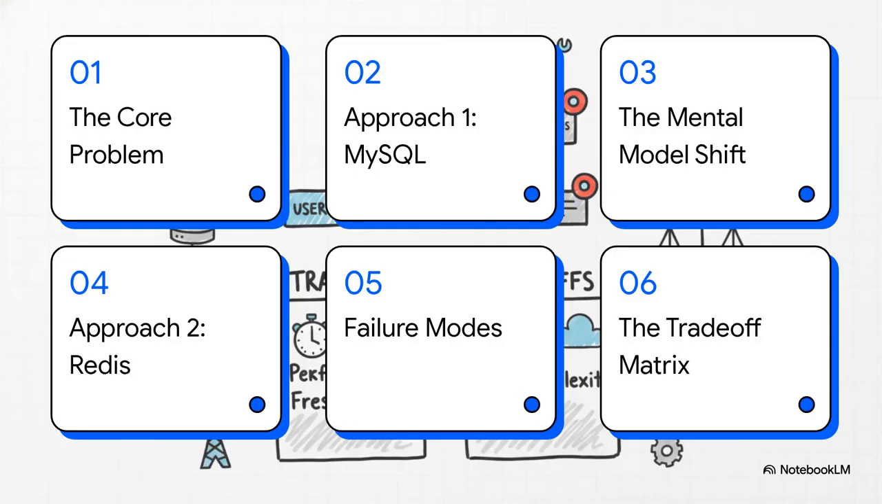Okay, here's our agenda for today's explainer. We'll start with the core problem, then look at approach 1 using MySQL. After that, we'll talk about the mental model shift, dive into approach 2 with a Redis architecture, and finally, wrap things up with failure modes and the trade-off matrix.